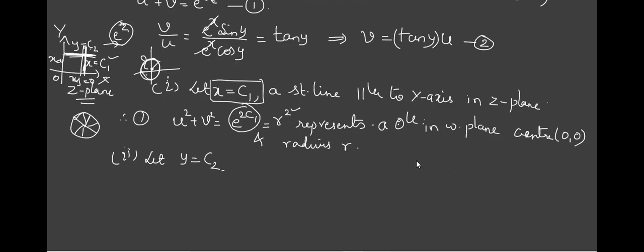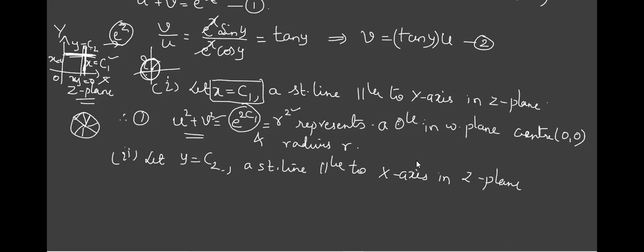So what is this representing? This is nothing but a straight line parallel to which axis? X-axis. In which plane? In the Z plane. If you have an equation in terms of x and y, it is happening in the Z plane. If you have an equation in u and v, it is happening in the W plane. That much you keep in mind.